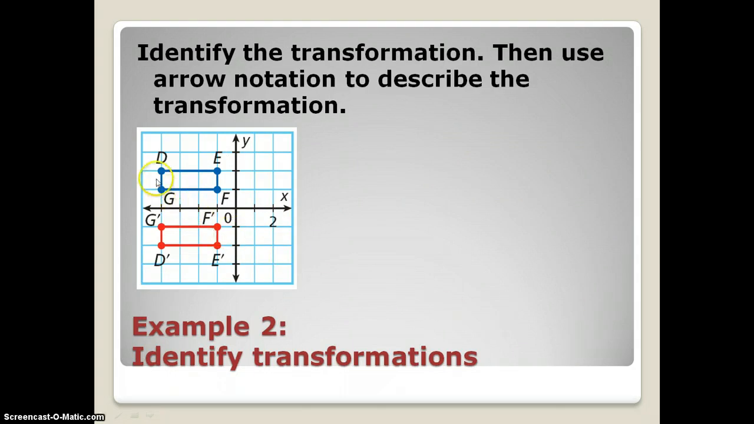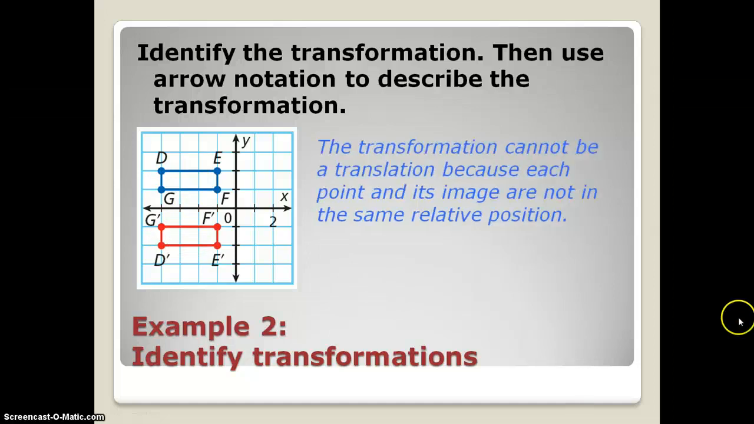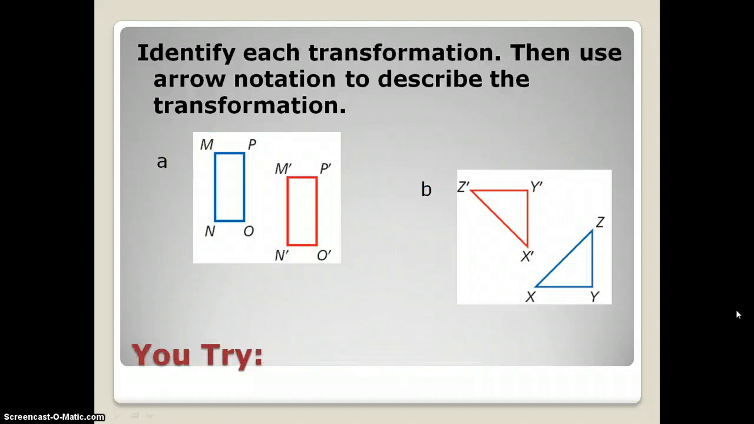If we look at the pre-image D, E, F, G, and D prime, E prime, F prime, G prime, we see that DE and D prime, E prime are mirror images of each other. It looks as though we are seeing a reflection in the water. This transformation cannot be a translation because each point and its image are not in the same relative position. We have turned this upside down, so this would be a reflection. Now you try.